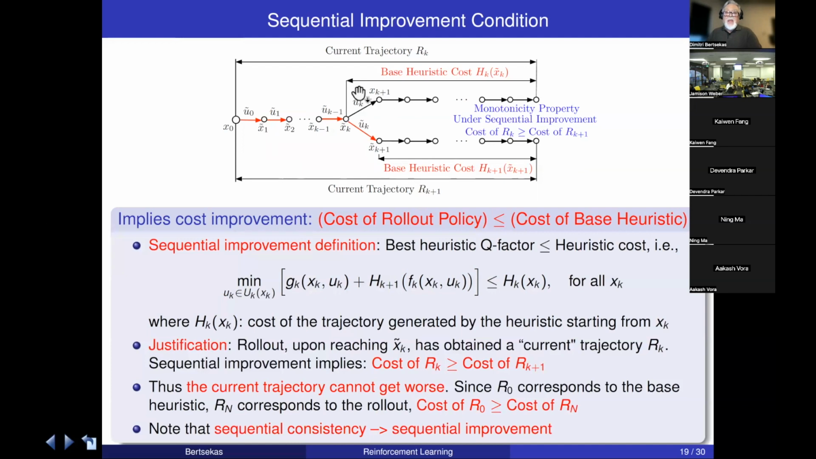In other words, what we have here is a sequence of generated trajectories by rollout, these current trajectories, R0, R1, R2, and so on, and each is better or no worse than the preceding one if the sequential improvement condition holds, and therefore it implies what we want to prove.